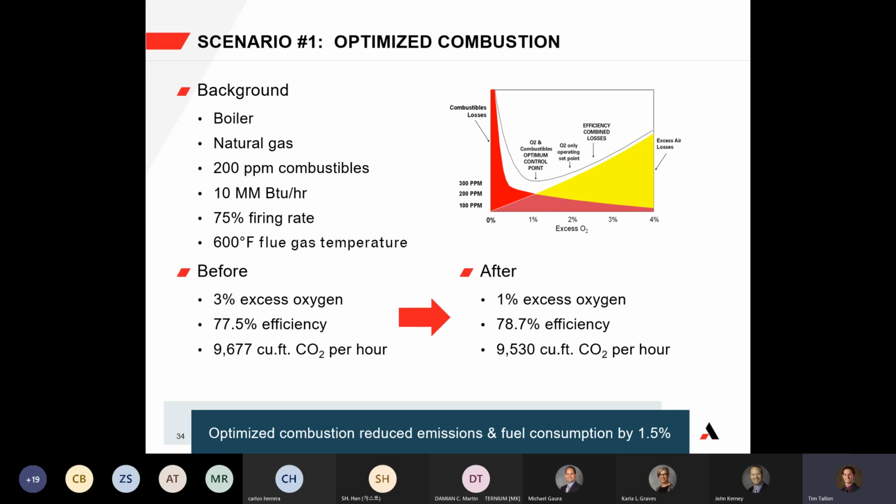Now, when you leverage optimized combustion, and say your optimal control point in this particular heater was 1% excess oxygen, your efficiency gains go to about 78.7%, and you reduce your CO2 emissions to about 9,500. What that means together is that you've reduced your emissions and your fuel consumption by 1.5%. So that's one way to take 1.5% off through the scenario of optimized combustion.